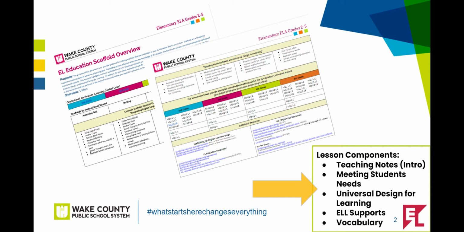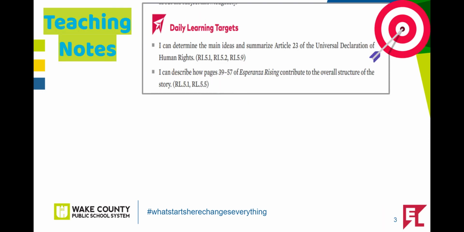The lesson components listed on this slide are where you can locate embedded scaffolds within lessons and will be highlighted throughout this presentation. In this lesson, students will determine the main ideas and summarize Article 23 of the UDHR, along with describing how pages 39 through 57 of Esperanza Rising contribute to the structure of the story.